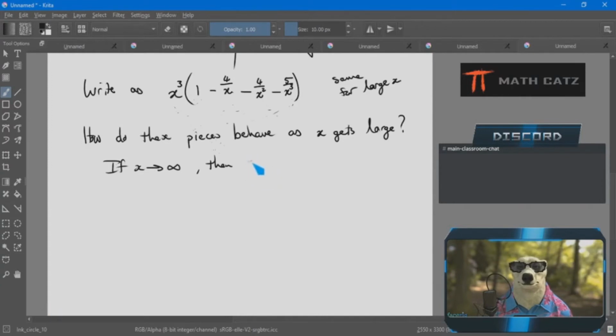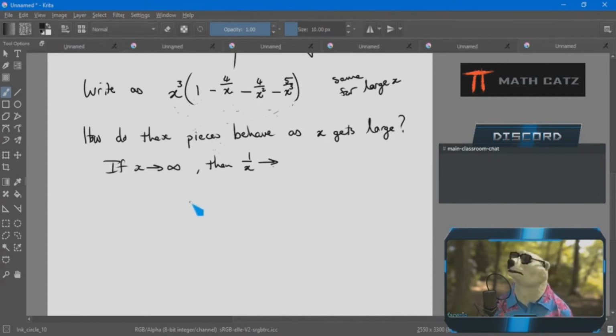So I'll do 1 over x first. How does 1 over x, the fraction, behave when x, now the denominator, gets really big? How do I feel about that? Do I have a sense of what that fraction is doing? What is happening to that fraction?